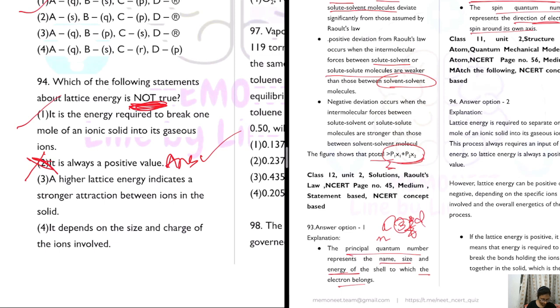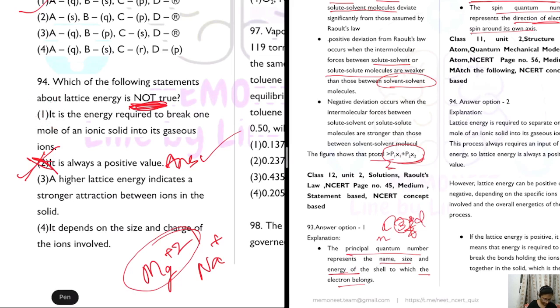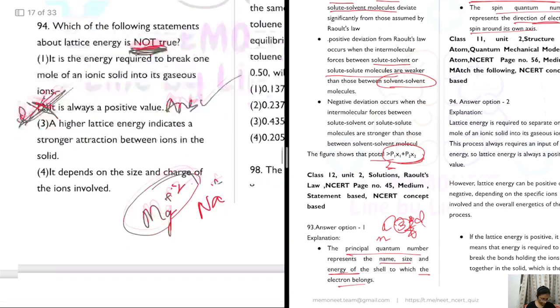A higher lattice energy indicates a stronger attraction between ions in the solid. Yes, because you need to provide even more energy if attraction is stronger. Then only it will be dissociated into its gaseous components. It depends upon the size and charge of ions involved. Yes, this is also true because to break a lattice of Mg2+, you will require more energy as compared to Na+. So this is true. We have to tell the incorrect one, so this would be it. Let's see the next question.